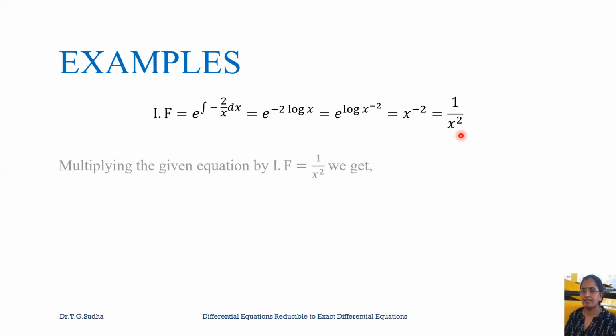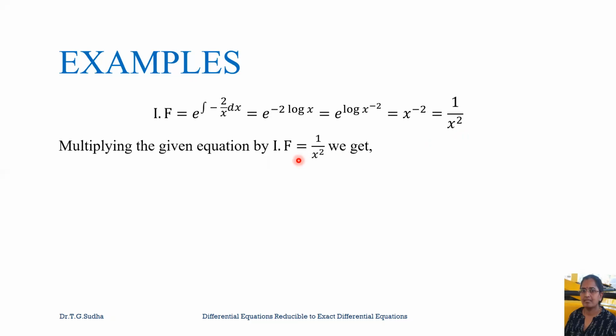So let us multiply the given equation by the integrating factor 1 by x square to get 1 by x square into (x square plus y square plus 1) dx minus 1 by x square into 2xy dy equal to 0, and this becomes exact now.